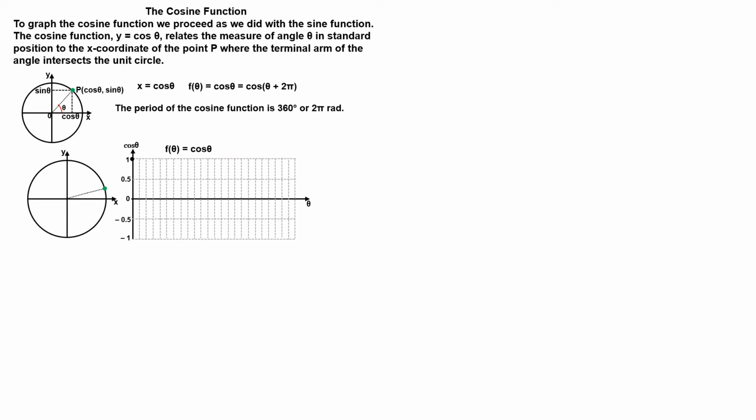The cosine of 0 radians is 1. The cosine of pi over 3 is 1/2. The cosine of pi over 2 is 0. The cosine of 2 pi over 3 is minus 0.5. The cosine of pi is minus 1.